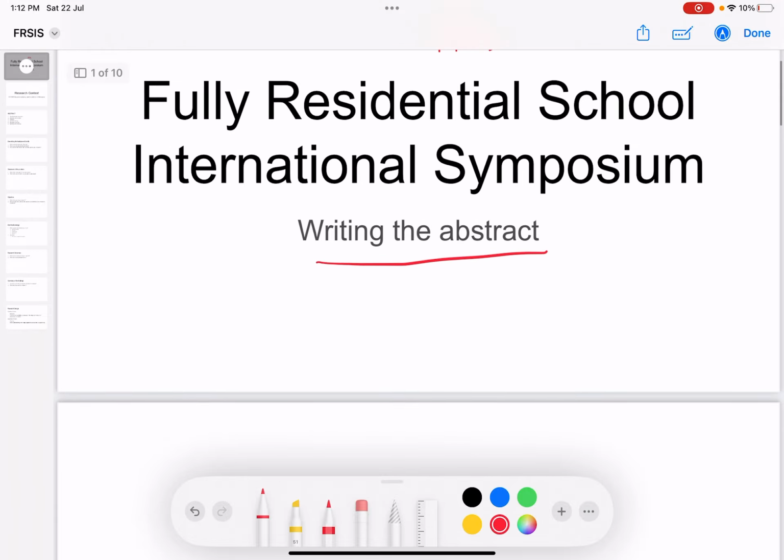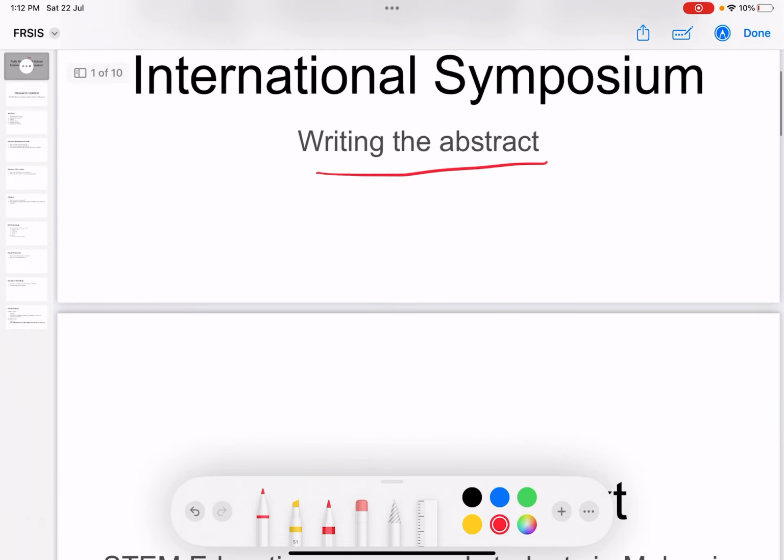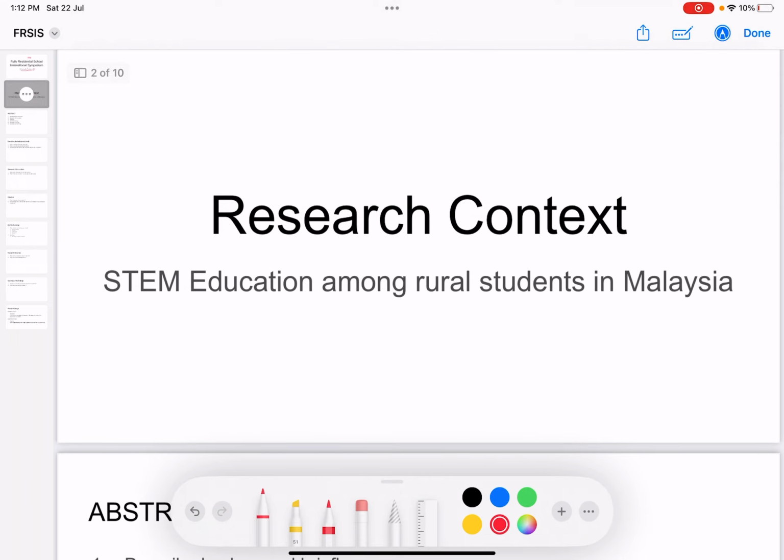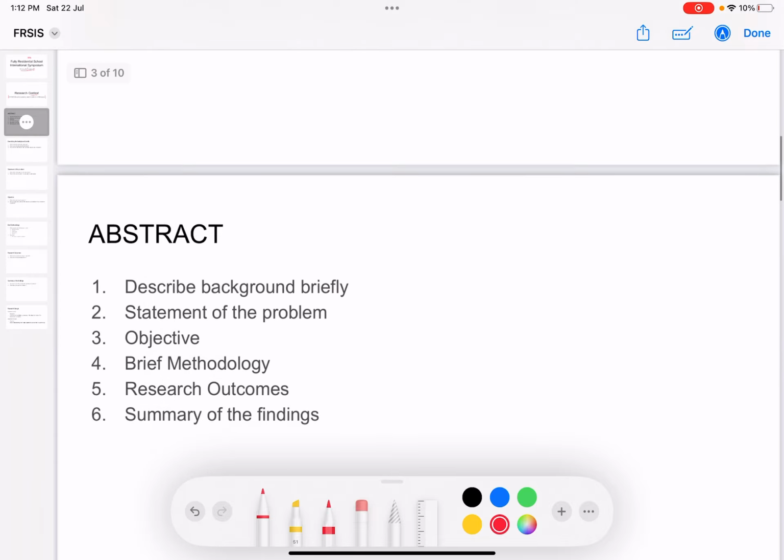Okay, so for this writing the abstract, to contextualize what we are doing today, the context that I'm using is STEM education among rural students in Malaysia. So the examples that I'm going to draw upon today will be based on this topic, STEM education among rural students in Malaysia. So let's quickly get into it.